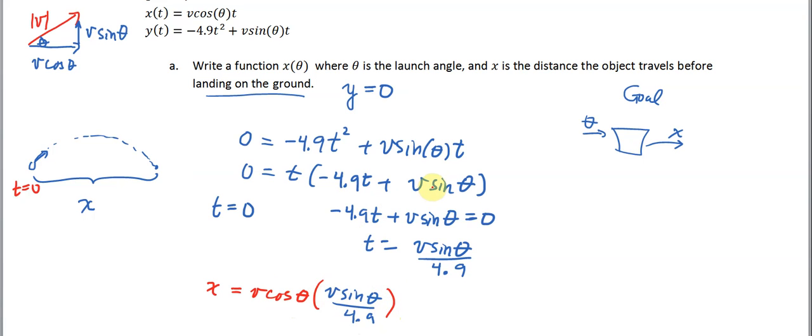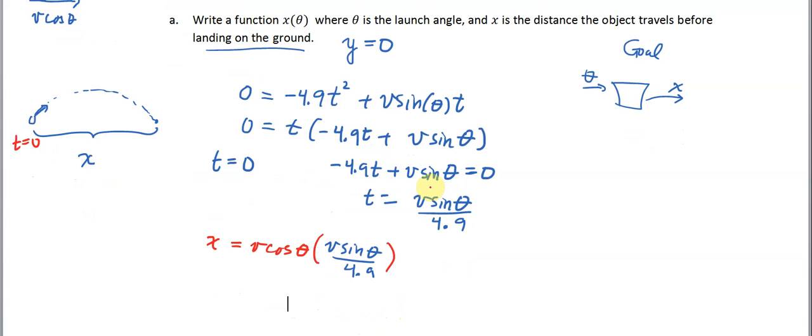And so I can clean this up a little bit more, and we can say that x then must be equal to, we notice we have v and times v, so that's going to give us v squared over 4.9 times cosine theta sine theta. Okay. All right, and as you see, our problem is done, right? Our goal was to have a function that takes in theta and gives us x.